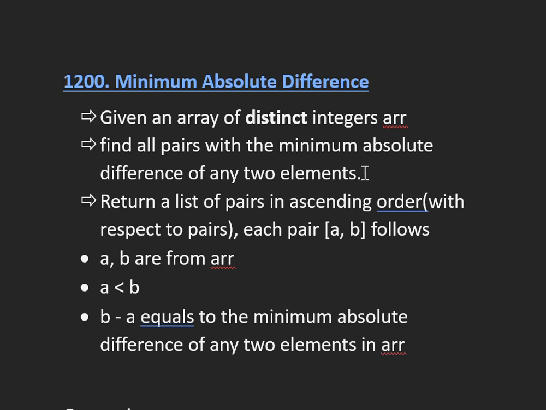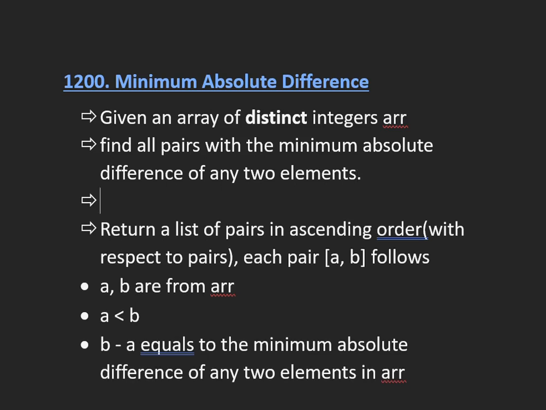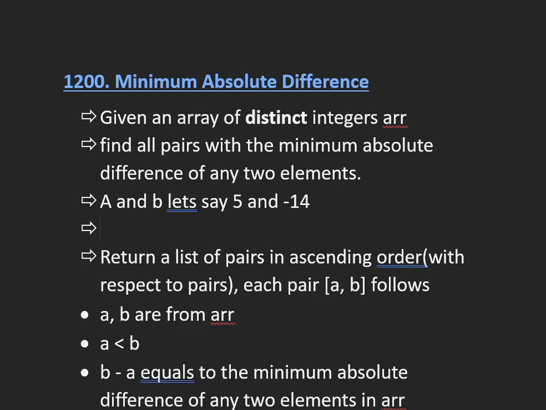Suppose you are given two numbers a and b, let's say 5 and minus 14. If you take the difference normally, 5 minus (minus 14) will be 19. But if you take minus 14 minus 5, then it is minus 19. In case of absolute difference, if the overall difference is negative, then we make it positive. So the absolute difference of minus 14 and 5 will be 19, not minus 19. So that is absolute difference.